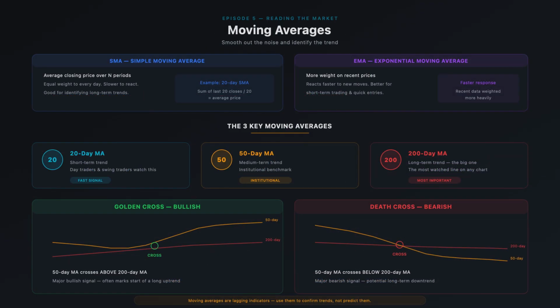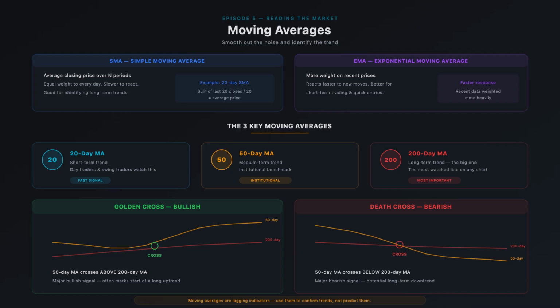Moving averages smooth out the noise and show you the overall trend. They're one of the simplest and most powerful tools on the chart. There are 2 types you need to know. The SMA, simple moving average, takes the average closing price over a set number of periods. It gives equal weight to every day. The EMA, exponential moving average, gives more weight to recent prices, so it reacts faster to new moves. The 3 most important moving averages are the 20-day, the 50-day, and the 200-day.